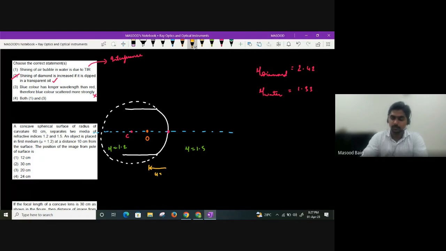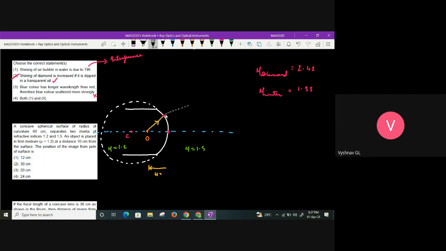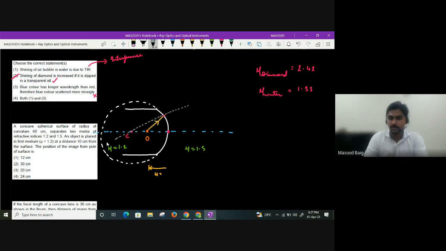Again, from the object, which type of rays will come, guys? Incident rays. You can take it something like this, right? So I'm just drawing the ray diagram over here. This will be the case. A point on a curved surface will behave as which surface, beta? Plane surface. And if you draw a normal at that point, it will pass through the center of curvature.